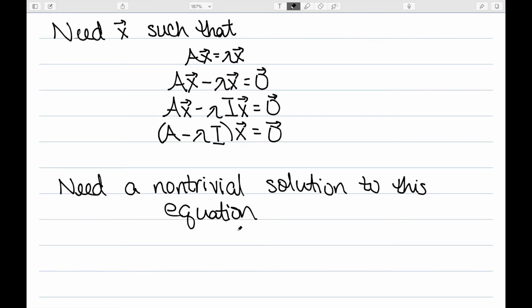Now, I just need a non-trivial solution to this equation. I do have a homogeneous equation. A trivial solution would mean x is all zeros, but my definition of an eigenvector is a non-zero vector x. So I need another solution, in particular a non-trivial solution to this equation. So let's do some examples.